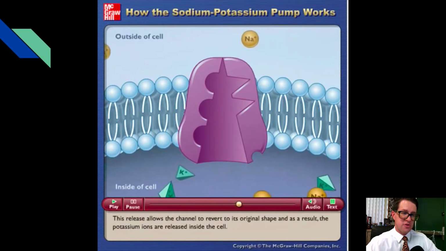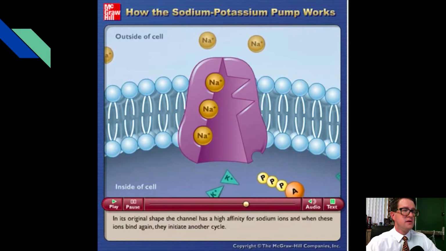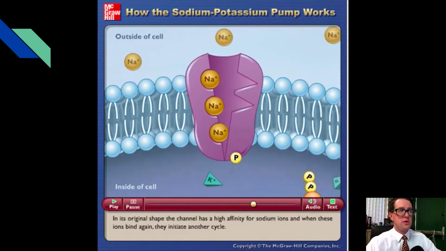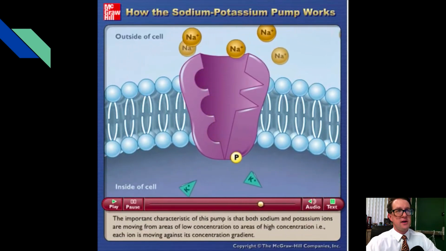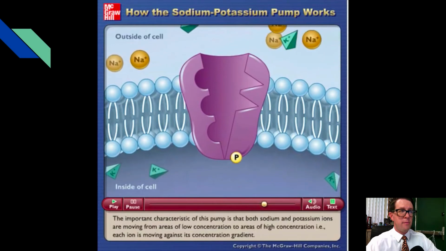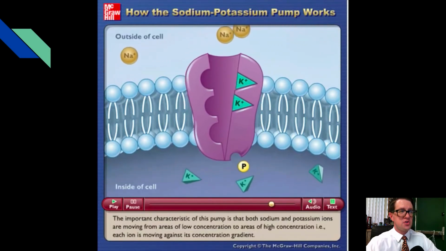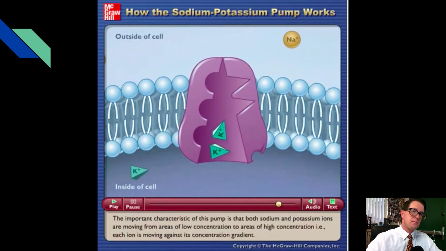Sodium ions from the intracellular space will bind. We use ATP, snap, change the shape of the pump. Sodium ions go into the extracellular space. Potassium ions from the extracellular space will bind. We remove the last phosphate, changes the shape yet again. Potassium ions are allowed on in.